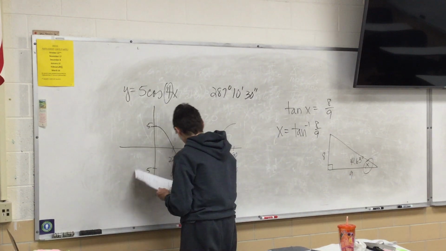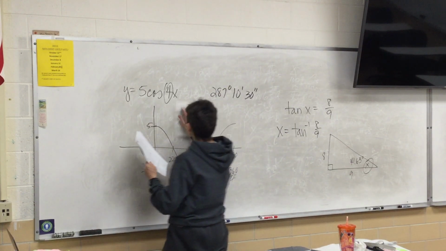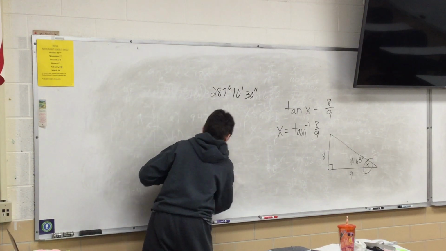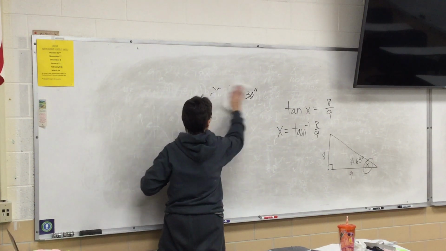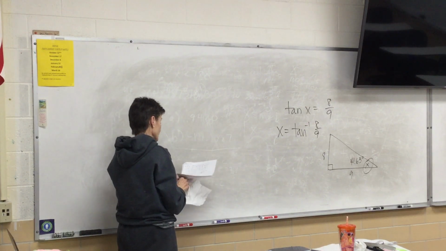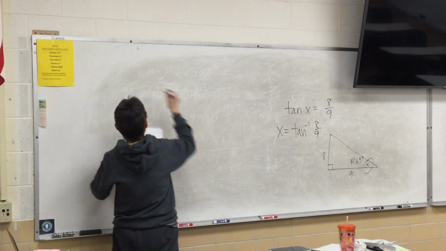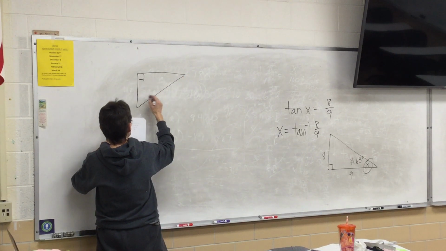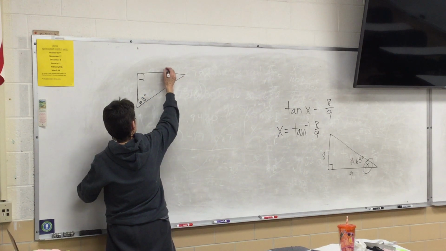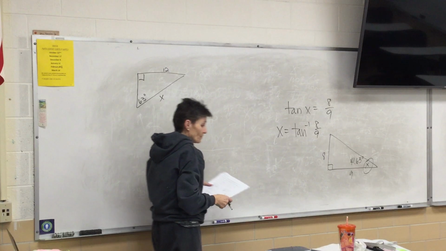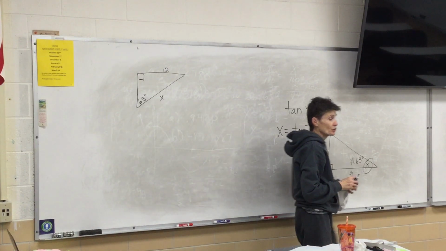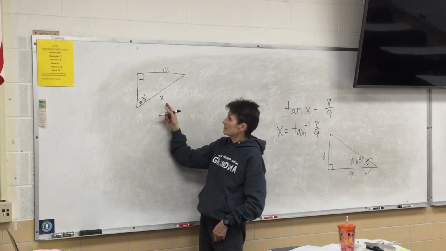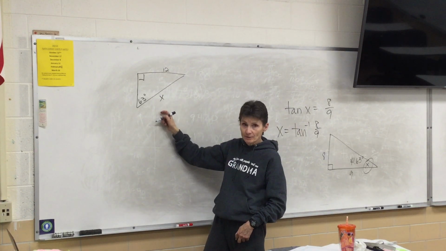Now the next one, the triangle is not situated the same way, but you're going to do it exactly the same way, even though the triangle is like on its side or whatever. So this is 63 degrees, this is 12, this is x. You must pay attention to where x is. X is the hypotenuse.